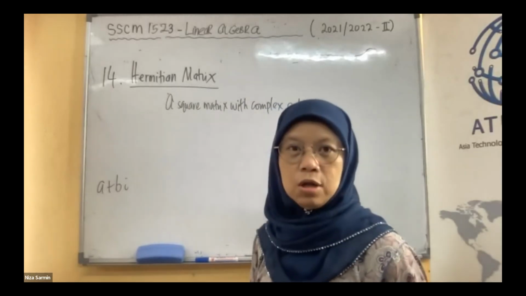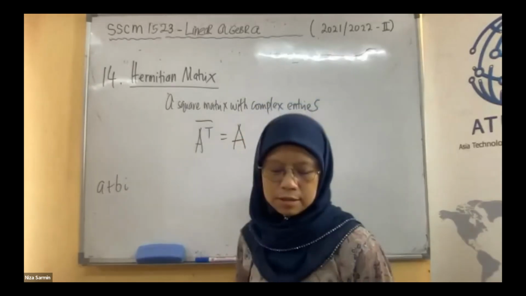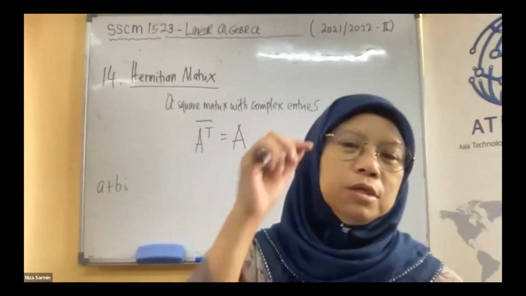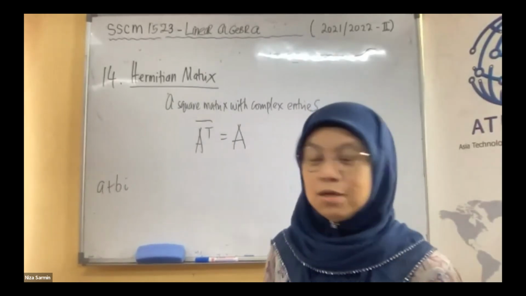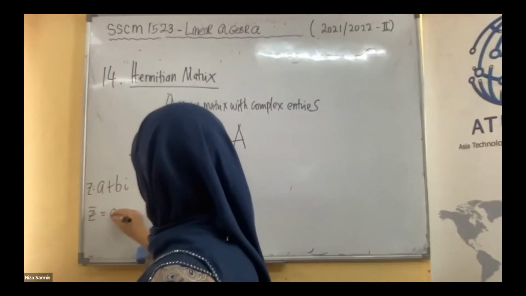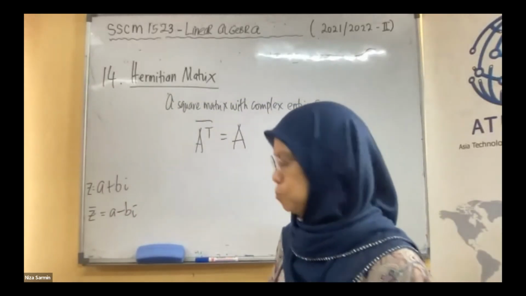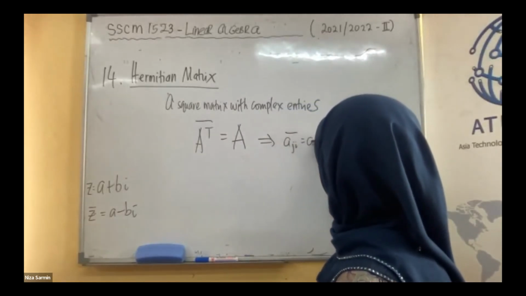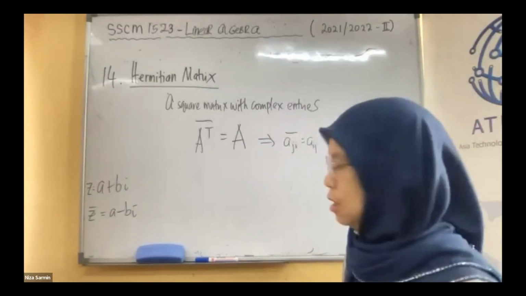Okay, this is called Hermitian if A transpose bar is A, or A bar transpose is A. So either you transpose first, then you take the bar, the conjugate. You remember conjugate? If Z is equal to A plus BI, Z conjugate is A minus BI. So this means a_ji bar is a_ij. You transpose and then you take the conjugate.